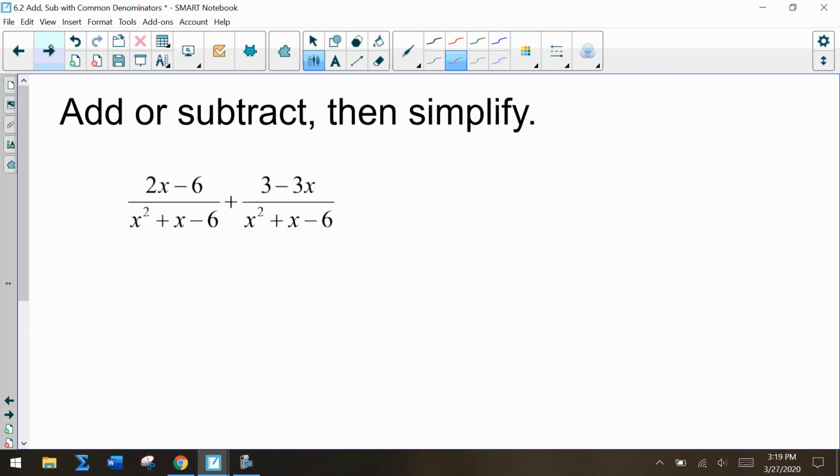All right, so for this one, we have a trinomial, x squared plus x minus 6 is our denominator, and notice it's the same in both, so we're all good. We're adding, so let's combine our numerators. So we have 2x minus 3x, so we got negative x, and then negative 6 plus 3 gives us negative 3. And then notice our denominator. Can we factor that denominator?